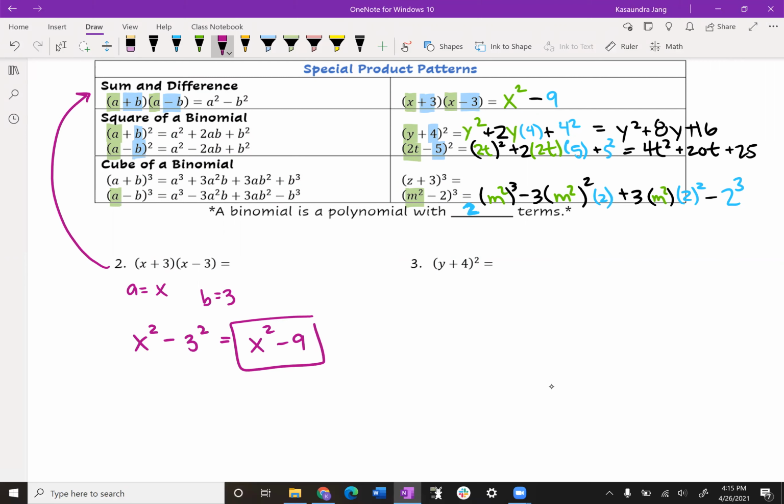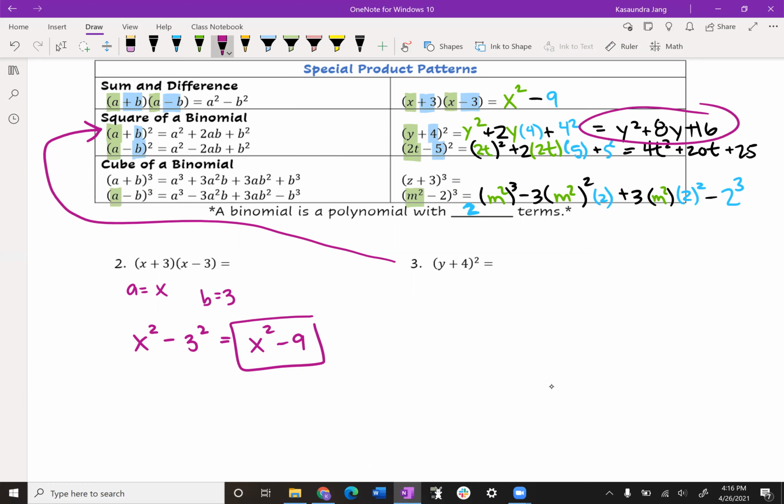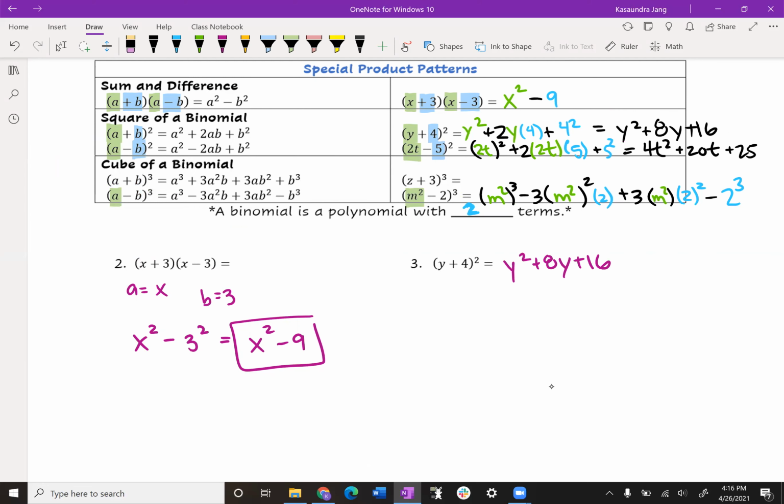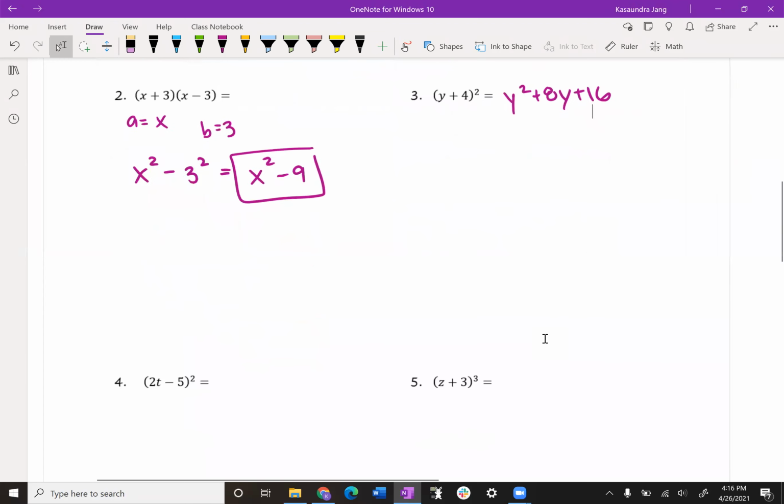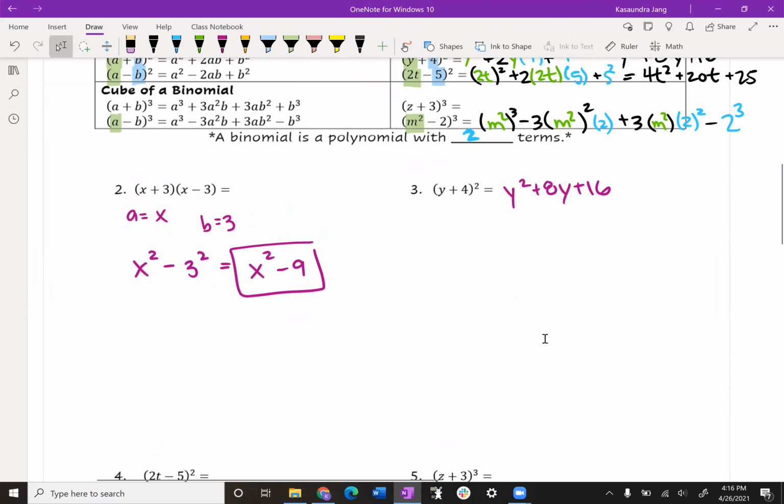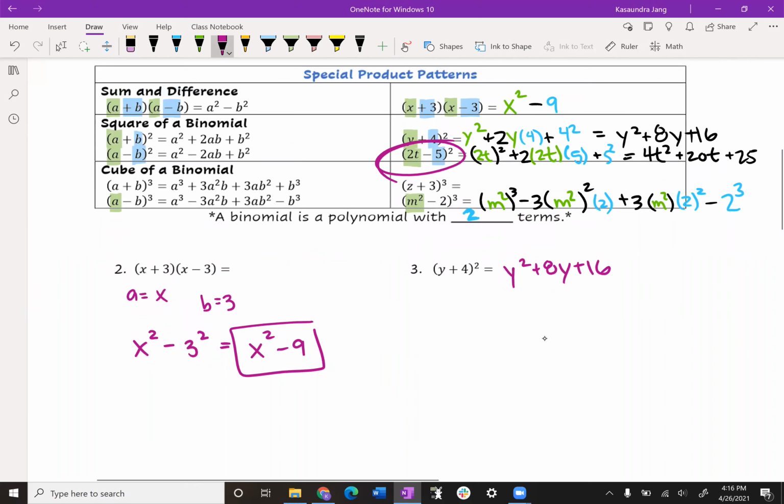All right. And the next one, number 3, I've got y plus 4 all squared. I'm thinking this matches the a plus b, like my y plus 4 all squared. In fact, I already did that one. So we already simplified it all down into this guy, the y squared plus 8y plus 16. Okay. But yeah, you don't really combine like terms, you just have to kind of simplify it down. And let's see what else we got. 2t minus 5, I think we already did this one. Yeah, 2t minus 5 all squared.